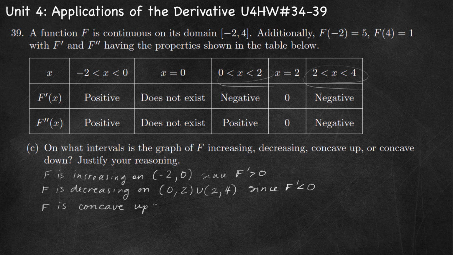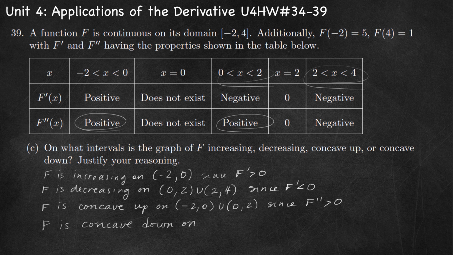f is concave up on the interval. So concave up is where the second derivative is positive. So here and here. So concave up on the interval from -2 to 0, union 0 to 2, since f double prime is positive. And then f is concave down wherever our second derivative is negative. So that's this interval here from 2 to 4.